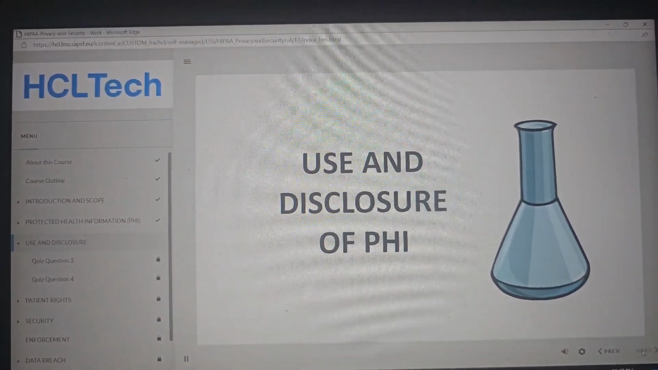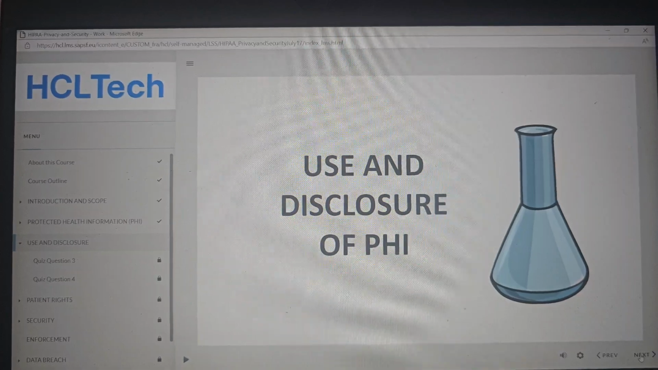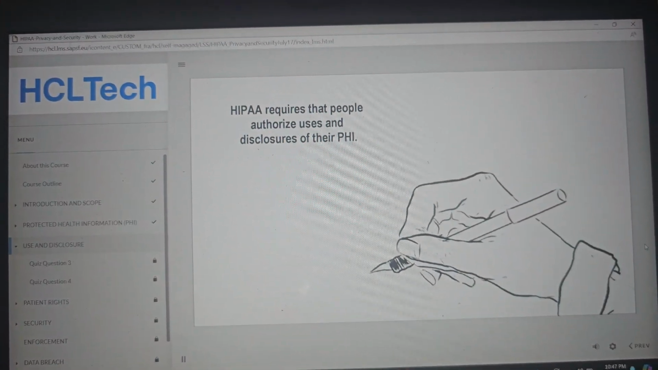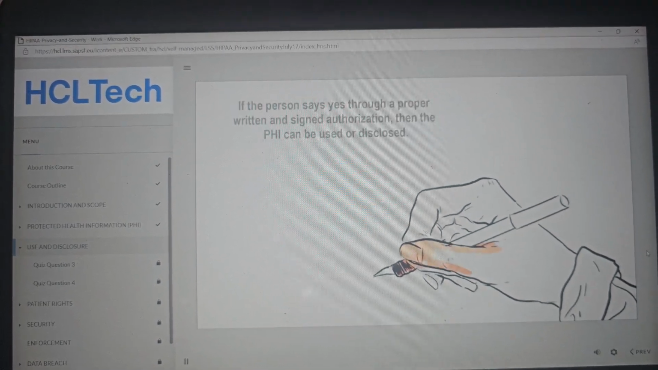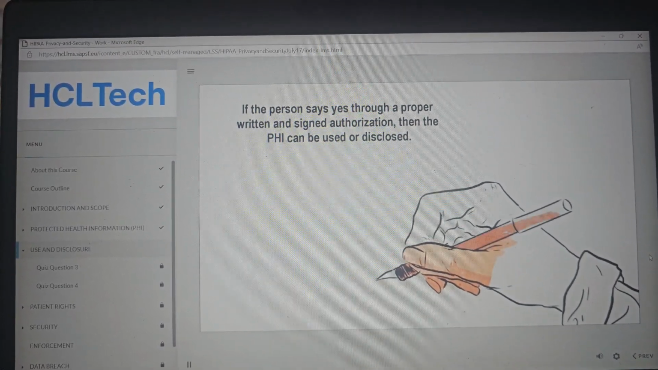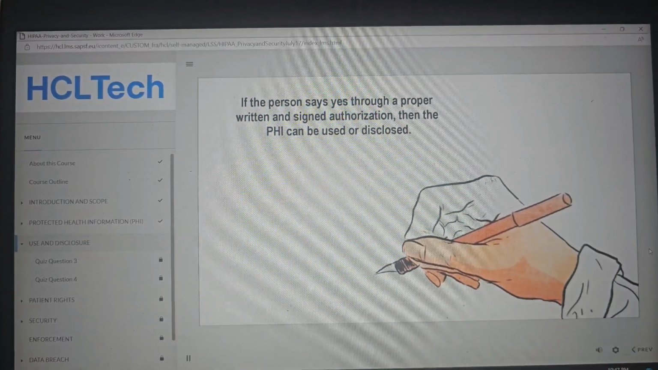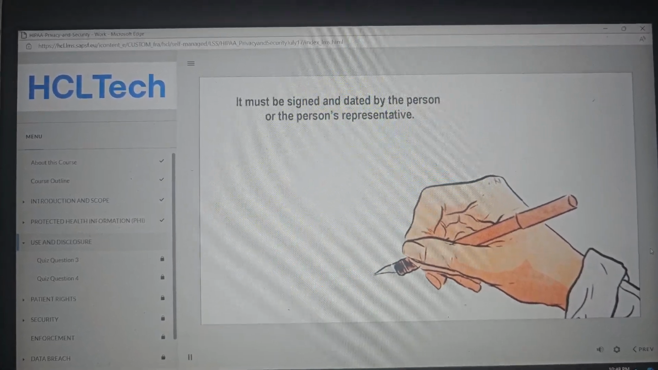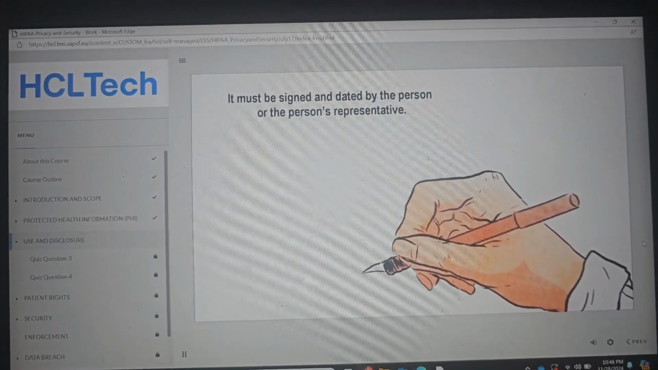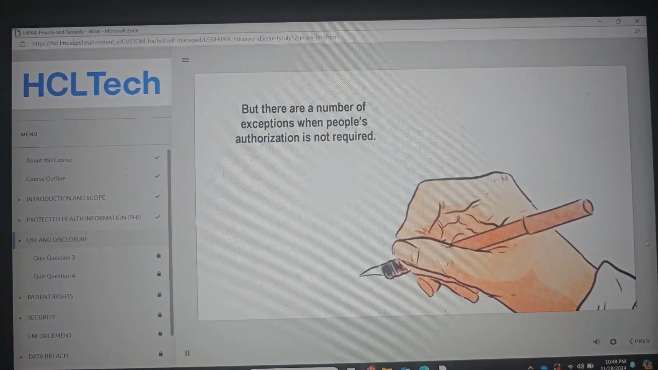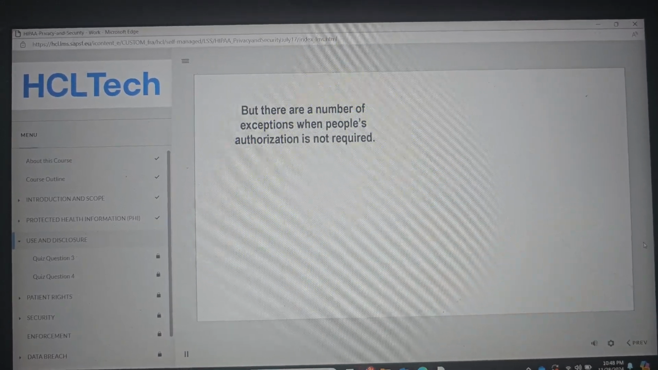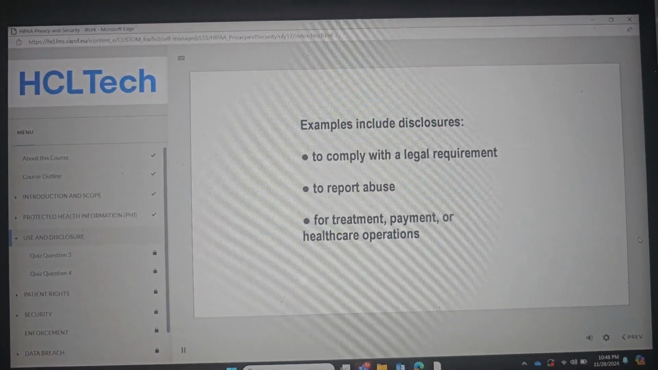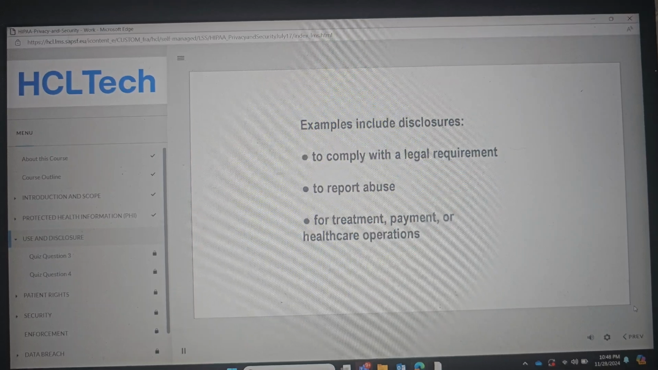Use and disclosure of PHI. HIPAA requires that people authorize uses and disclosures of their PHI. If the person says yes through a proper written and signed authorization, then the PHI can be used or disclosed. The authorization requires that people be informed about their rights. It must be signed and dated by the person or the person's representative. But there are a number of exceptions when people's authorization is not required. Examples include disclosures to comply with a legal requirement, to report abuse, and for treatment, payment, or healthcare operations.